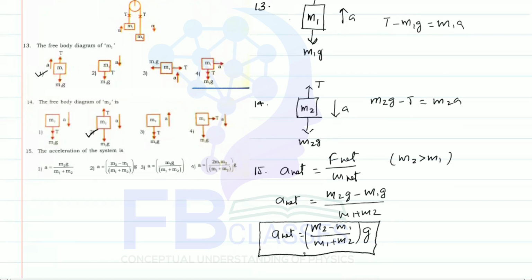So this is the A net. So the second option is the correct option. Hope you understand, my dear students.